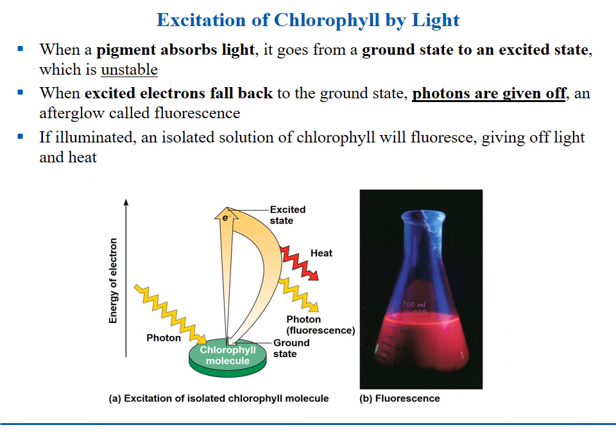When the pigments absorb light, they get excited and move into an unstable state. As they fall back down from this unstable state, they give off photons and cause something called fluorescence. All you really need to know about this is that the photons are basically giving off an energy or an afterglow as a result of this.